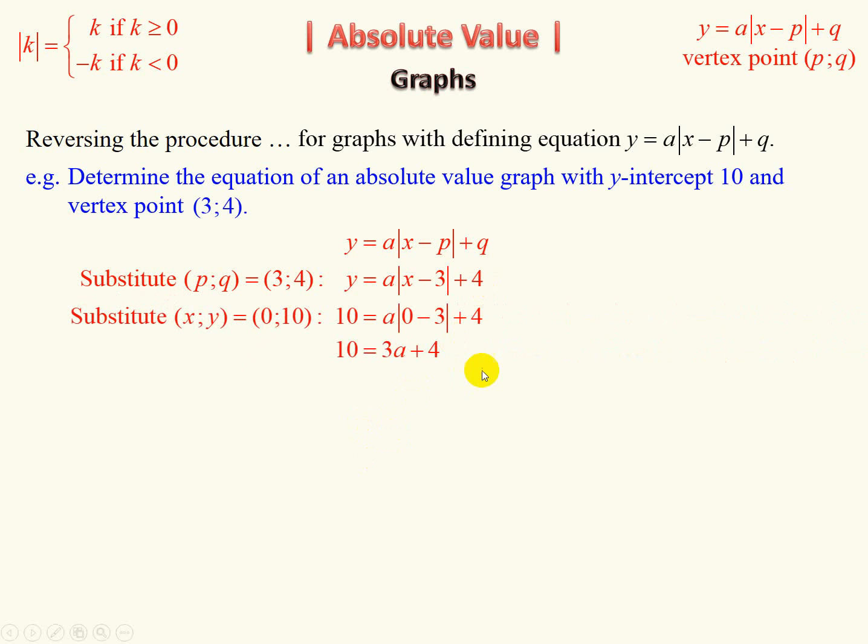Solving that equation, the absolute value of 0 minus 3, the absolute value of negative 3, is 3. So we have 3a + 4 = 10. And that solves to a = 2. We can now substitute it back into the second line here, where we put the value of 2, and there we are. There's our equation of that absolute value graph.